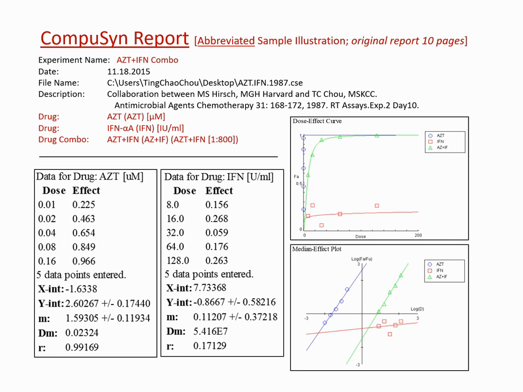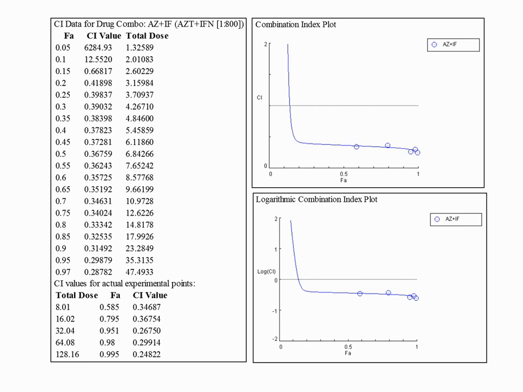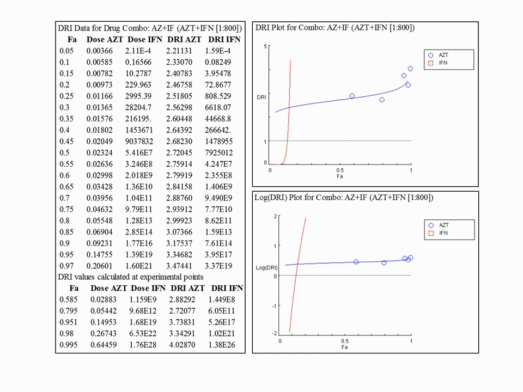The computer report printout has about 10 pages. These are abbreviated examples for experimental description and automatically determined dynamic parameters. This is the combination index table and FACI plot. This is dose reduction index table and FADRI plot.